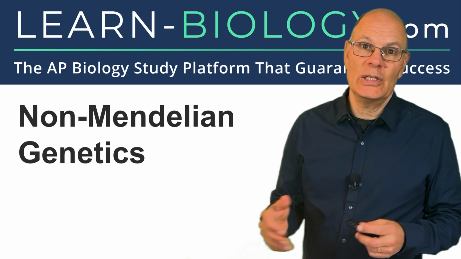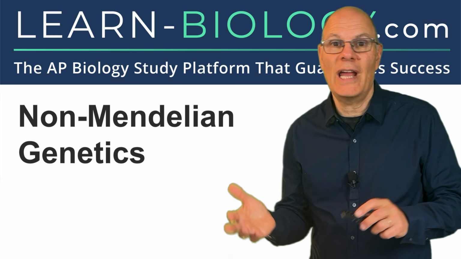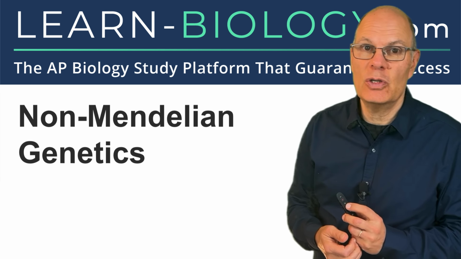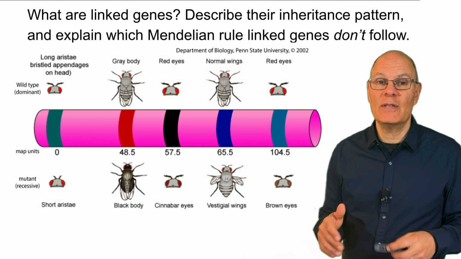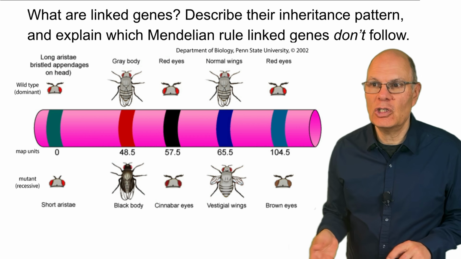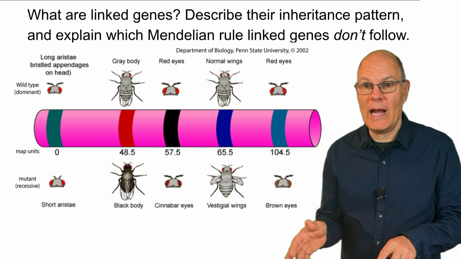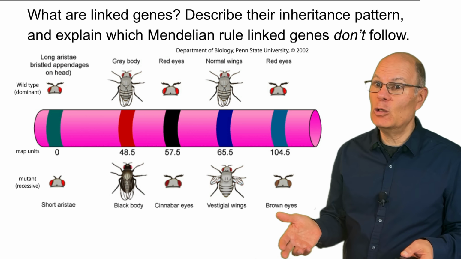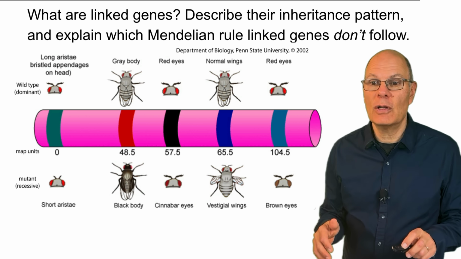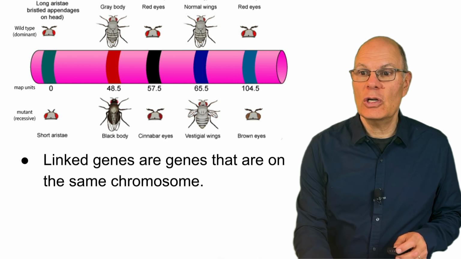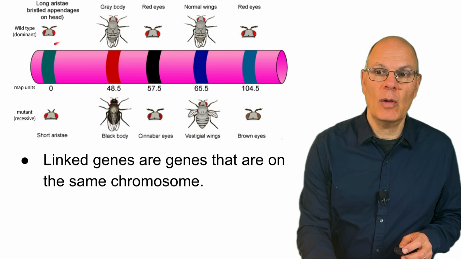Non-Mendelian genetics is about genetic principles that were discovered after Mendel's original contributions. One of the most important of these involves linked genes. What are linked genes? Describe their inheritance pattern and explain which Mendelian rule linked genes don't follow. Linked genes are genes that are on the same chromosome.